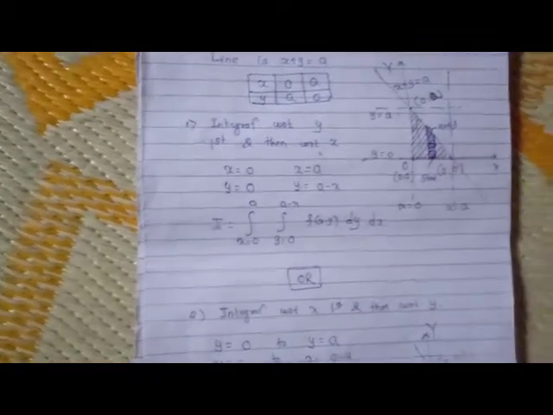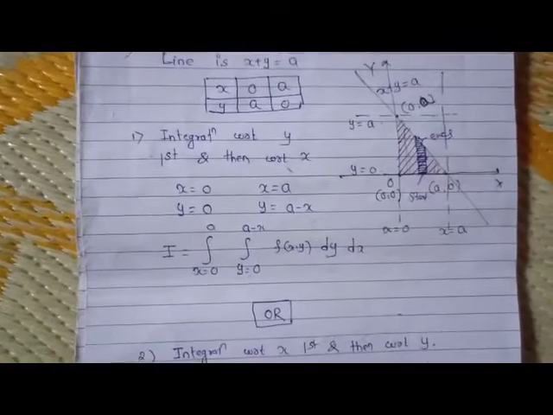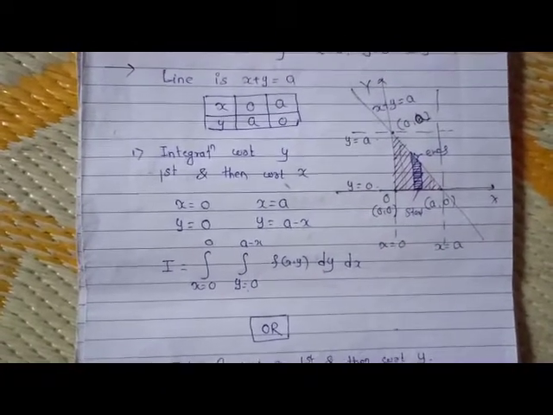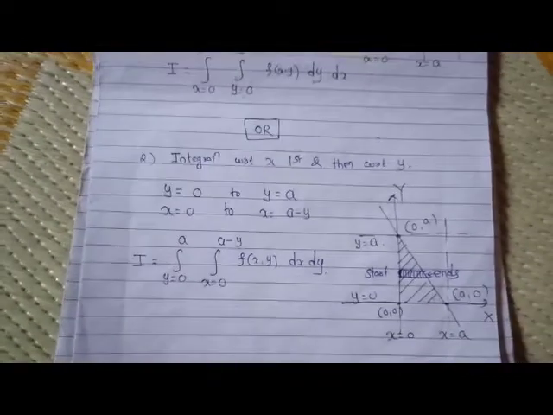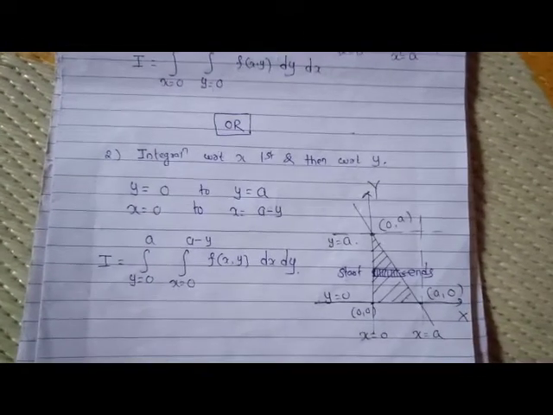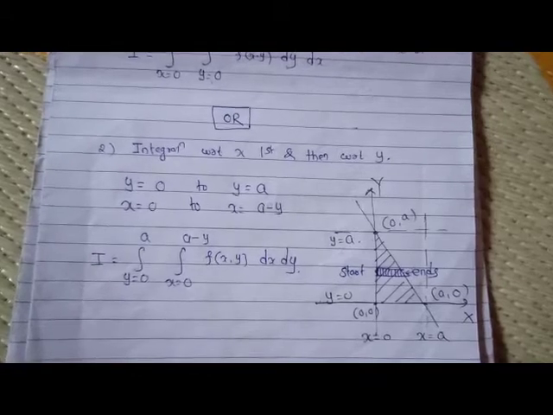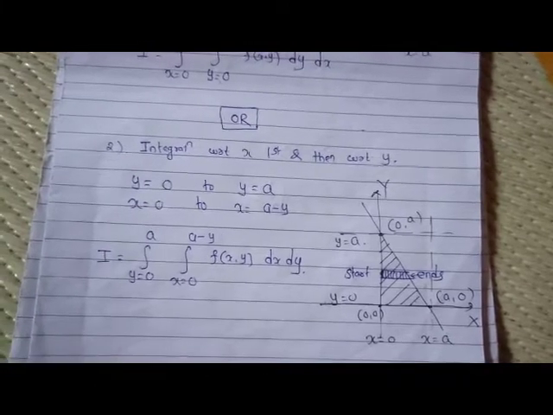This is one way. We have to solve an example by one way only, but for the first example, we understand what the alternative way is. So the alternative way is like this. As in the previous case we integrated with respect to y first, we can integrate with respect to x first also. So integration with respect to x first and then with respect to y.